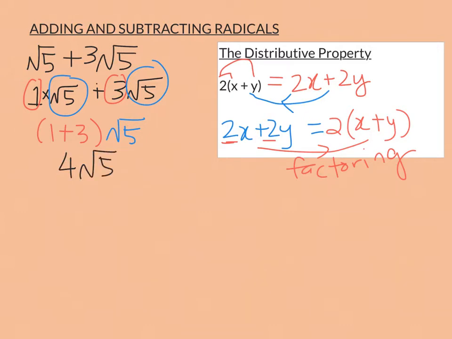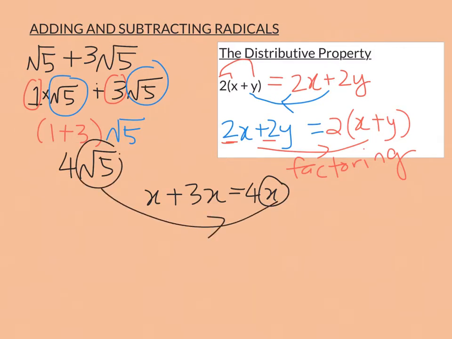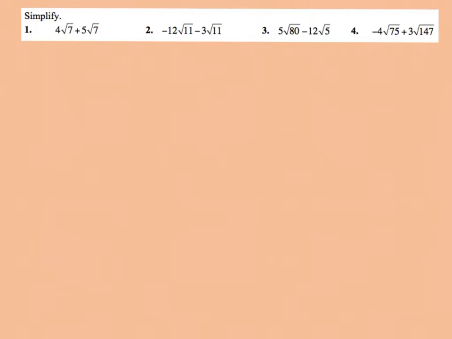You can treat square root 5 kind of like a variable, something like x plus 3x. And we know that this will give us 4x. So your square root 5 is like your variable x. The same rules will apply for subtraction. And let's look at some examples to see how they work. So simplify these 4 examples. You may want to copy down the examples and try them on your own before you look at the solution.